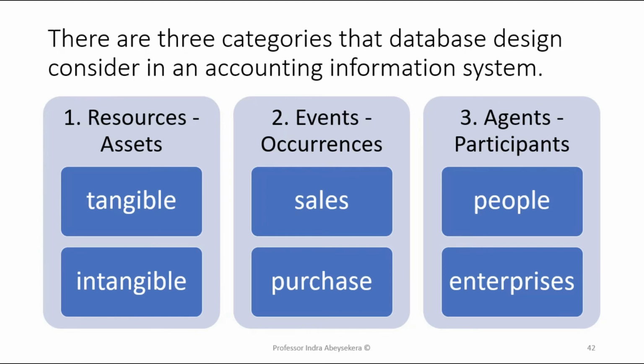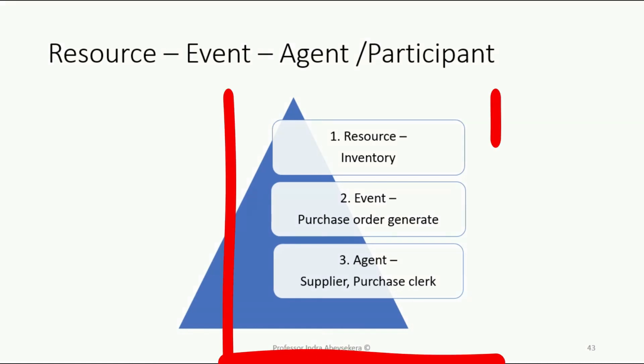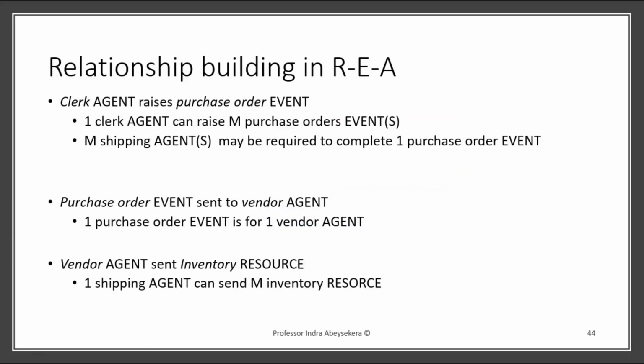And when an accounting system is being designed, we look at how this resource, event, and agent or the participant gets arranged. So we identify the resource, then the event, like a purchase order generating event, and then the agent. Agent could be the purchasing clerk, who is involved in processing the purchase order. And all these 3 are considered in designing an accounting information system.